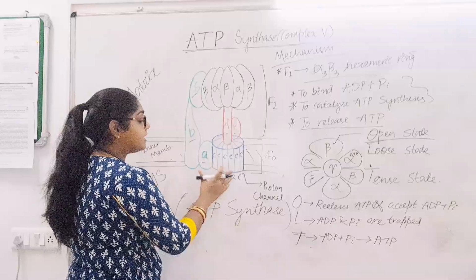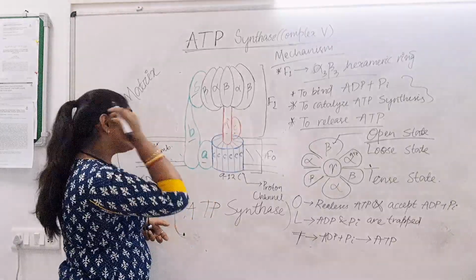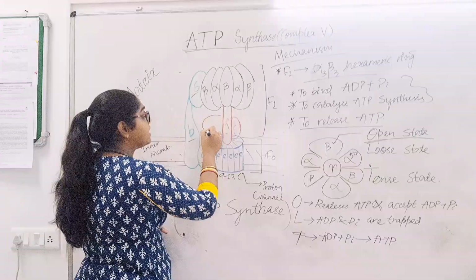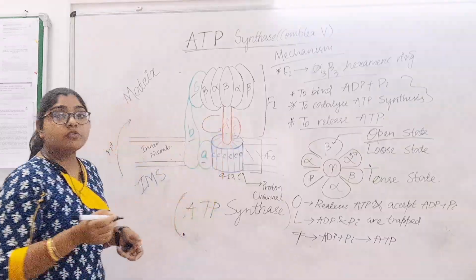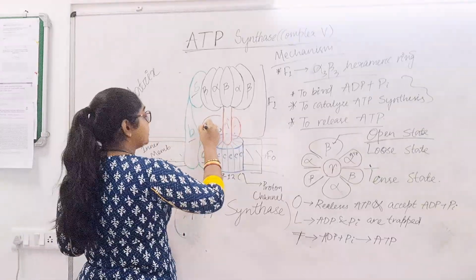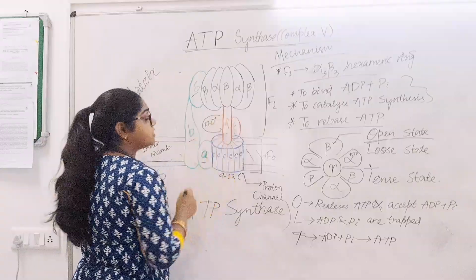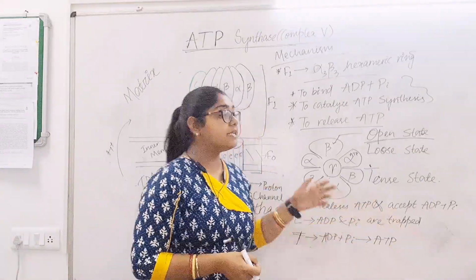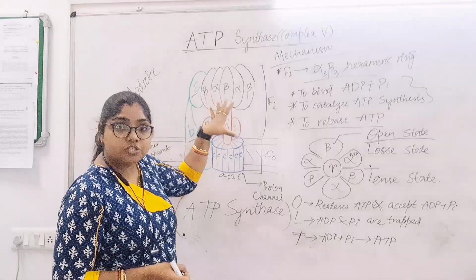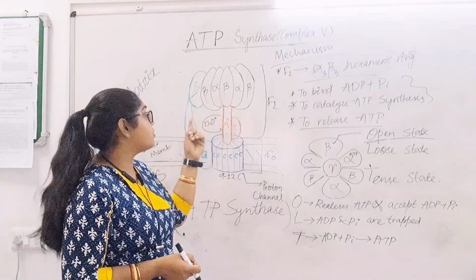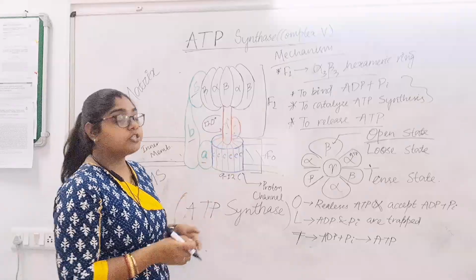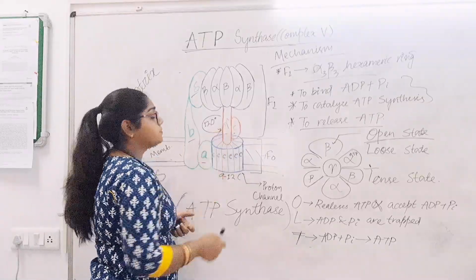This C ring and the gamma stalk will rotate 120 degrees in the anti-clockwise direction. Once the ATP is synthesized, the gamma central stalk will rotate 120 degrees in the counterclockwise direction, or anti-clockwise direction.